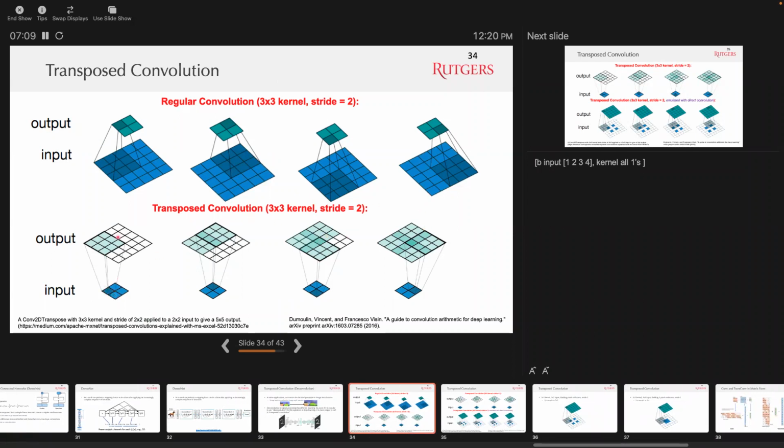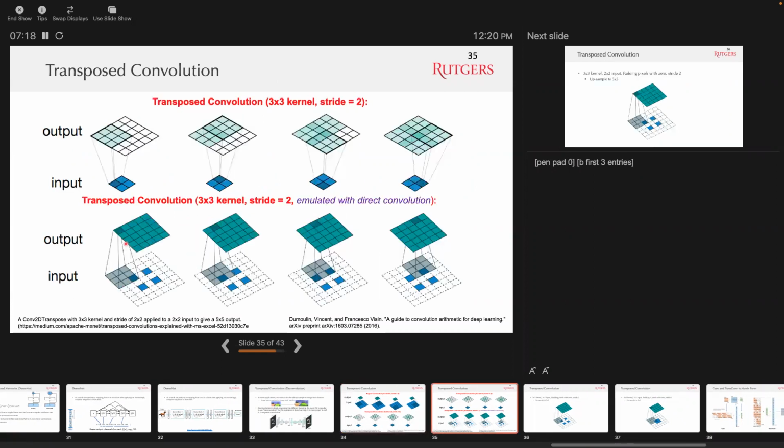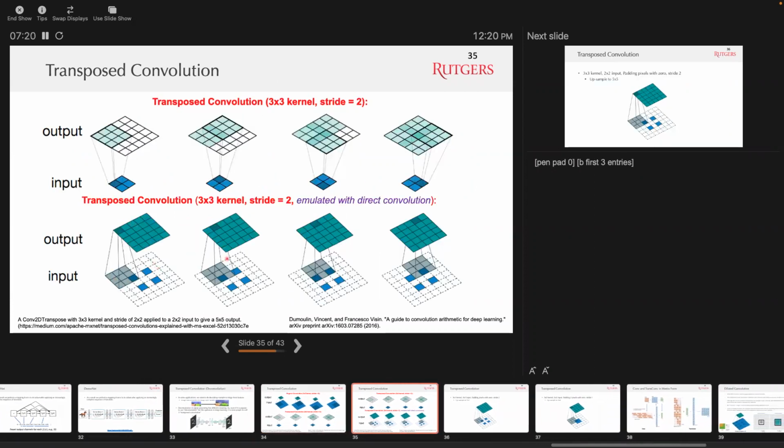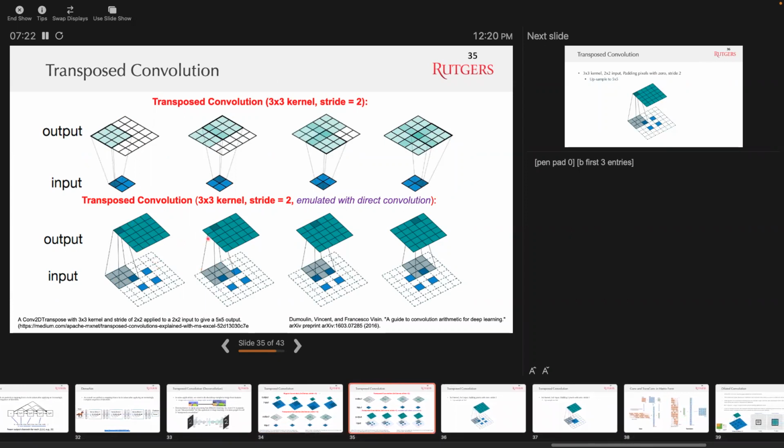And this is the naive version of the transpose convolution. So this is input, this is output. You can see that the feature map size gets larger. And we also talked about how to emulate transpose convolution using regular convolution. So this is the emulated version. So this is a very brief recap of what we have learned in the last lecture.